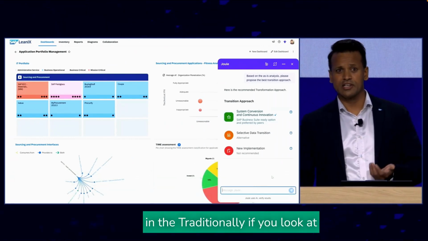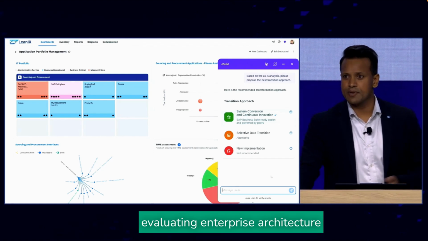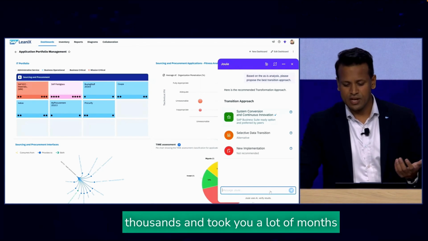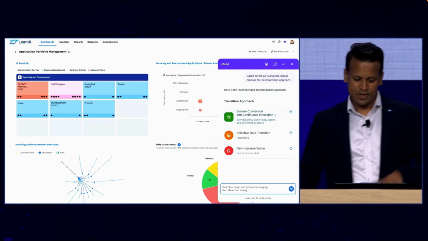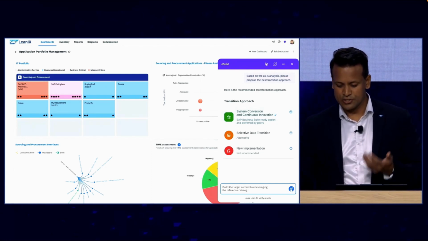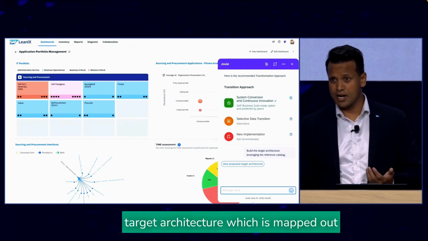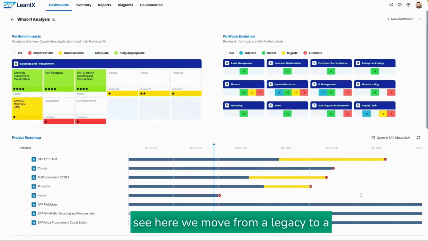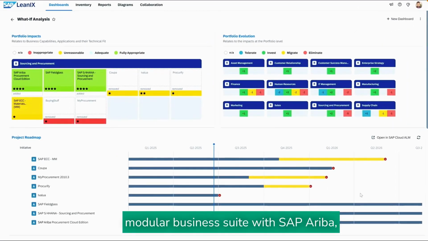Traditionally, evaluating enterprise architecture options often cost you hundreds of thousands and took you a lot of months. With the EA agent in LeanIX, we have this target architecture, which is mapped out based on the reference catalog. As you see here, we move from a legacy to a modular business suite with SAP Ariba, SAP Fieldglass, and SAP HANA sourcing and procurement.